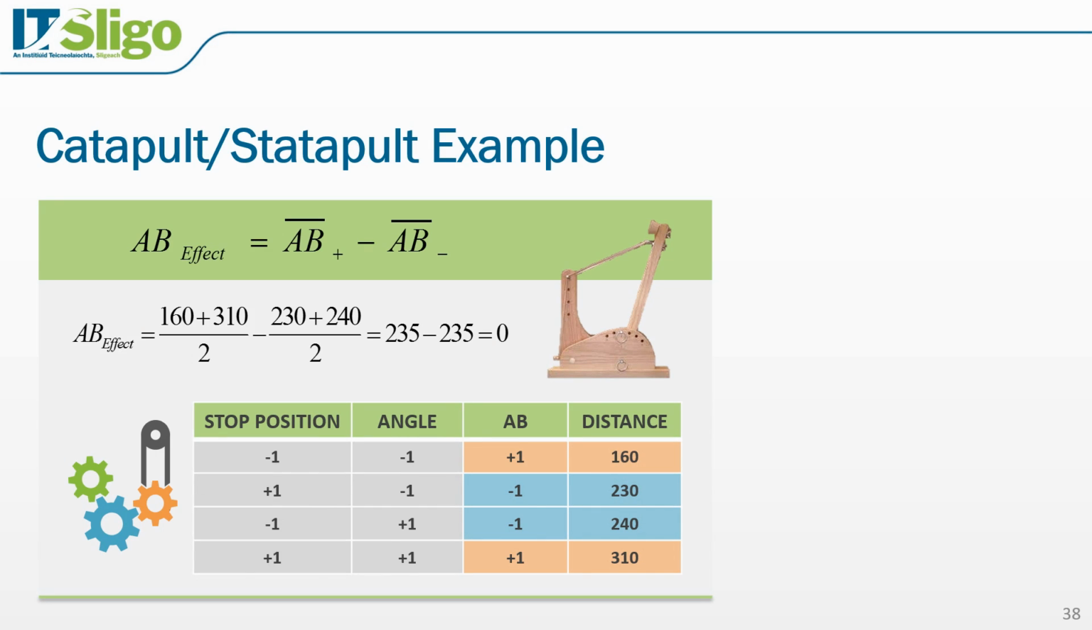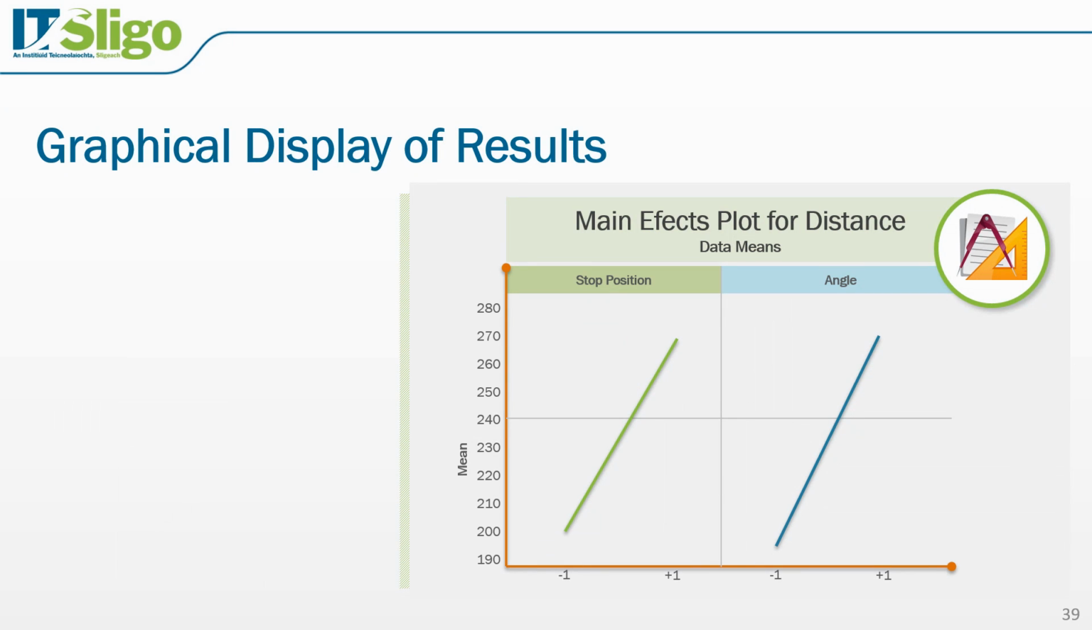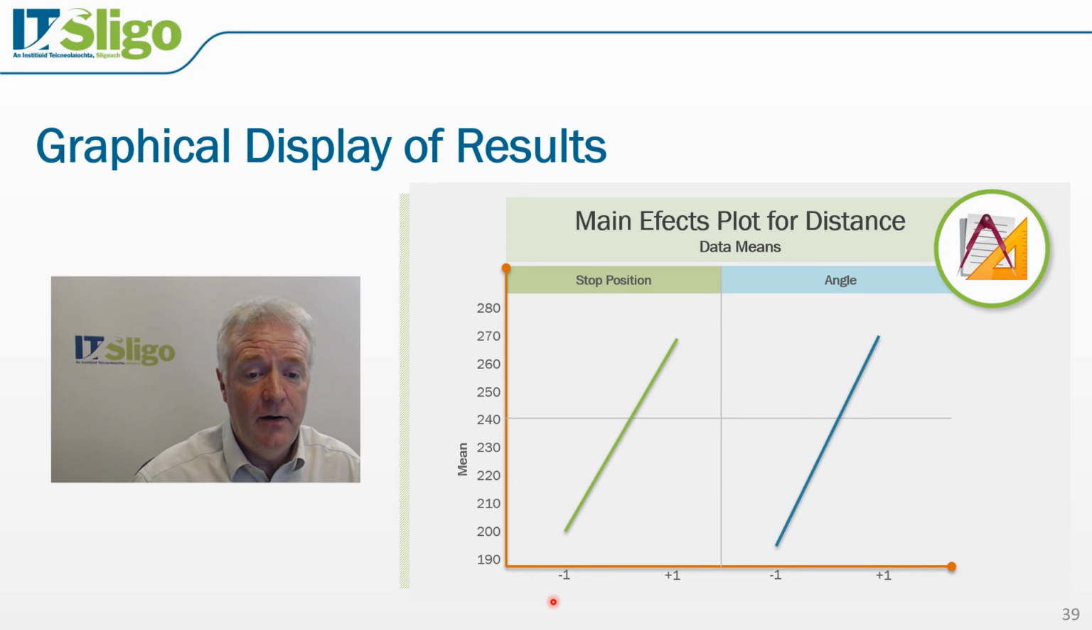Now, as we identified earlier, we would like to show this graphically. See here that as we move from the low stop position to the high stop position, our response, or our distance, increases by 70. The start angle, if we evaluate at 160 degrees and 170 degrees, the distance goes up by 80.